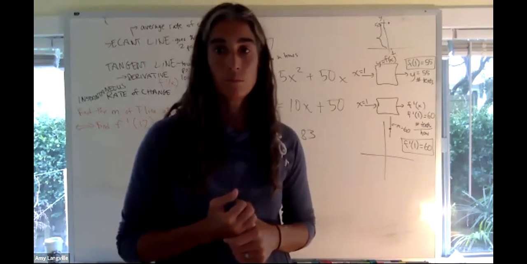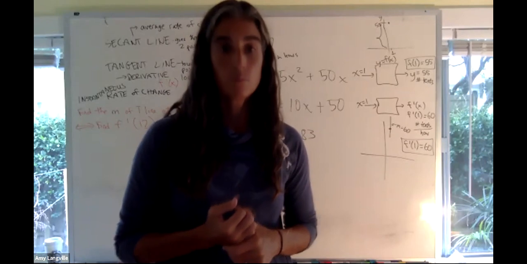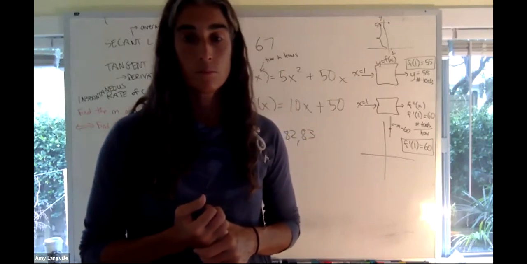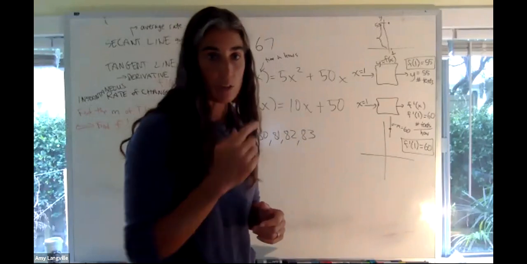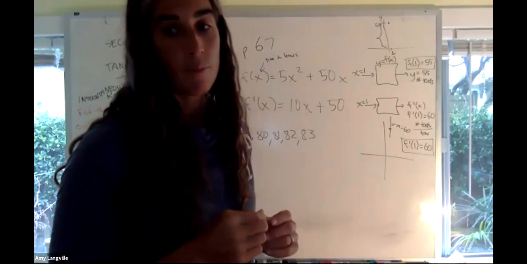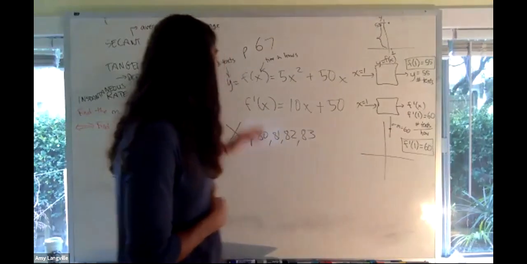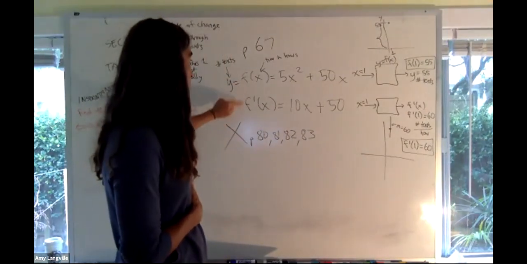So when you have the original function, like 5x squared plus 50x, how exactly do you go about getting to the derivative, if it's not given? Great question. What's your name? Connor. Thank you, Connor. Okay, so Connor's question is, how are we going to go from here to here?